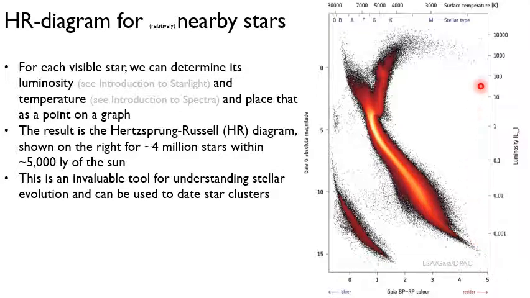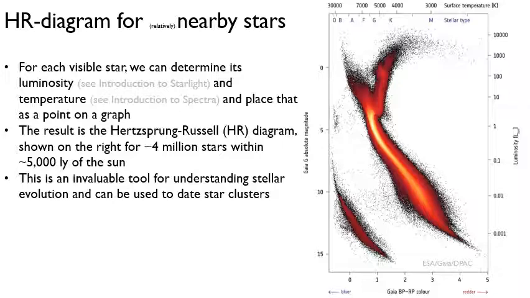And in this case, we're using intrinsic luminosity. You could use the apparent magnitude, but then you would want to make sure that all of the stars are at the same distance, or roughly the same distance, for this graph to make sense. So what we're looking at here is the HR diagram for many of the nearby stars. So you're looking at 4 million stars that are within 5,000 light years of the sun.